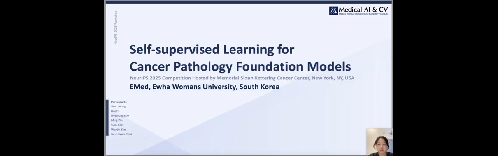Hi everyone, we are Team EMET from South Korea, and it's a great pleasure to be part of this competition. Firstly, we thank the organizers for letting us present at this workshop. We feel sorry that we couldn't make it in person, but we hope our insights can reach you all.